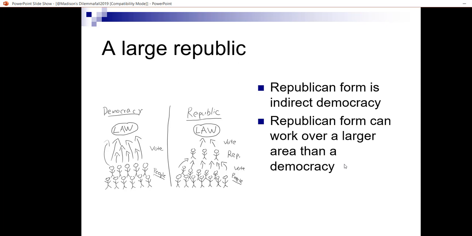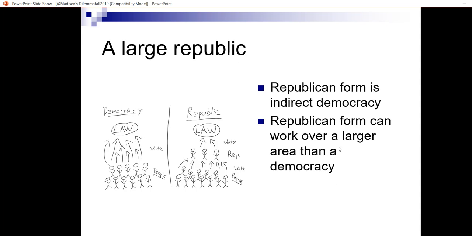A Republican form of government can work over a larger geographic territory than a democracy, because only a few people are going to have to leave their homes and their cities and travel to wherever the legislative body is meeting. And everybody else gets to stay home and do their work and live their lives without having to worry about lawmaking responsibilities. A Republican form can also have a lot more people in it, right? A true democracy would almost certainly have to be fairly small, because people have to be able to get together and talk about things and then vote on things. And the larger the territory gets and the more people who are in a direct democracy, the more cumbersome and unwieldy that process is going to be.